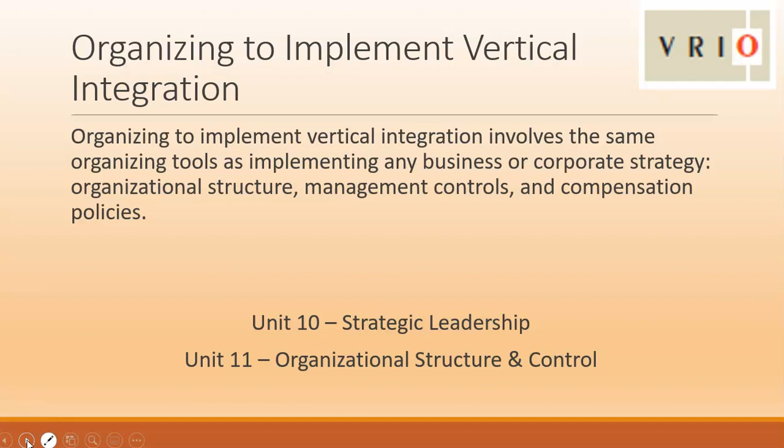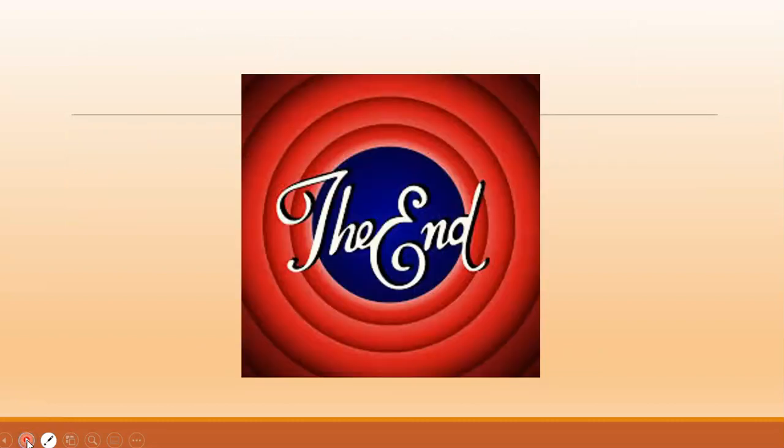So earlier when I was talking about the scope of the firm, it has to do a lot with the organizational structure, the management controls, compensation policies, and all of those things. Now we will look at those things in Unit 10 when we do strategic leadership, and Unit 11 when we look at organizational structure and control.